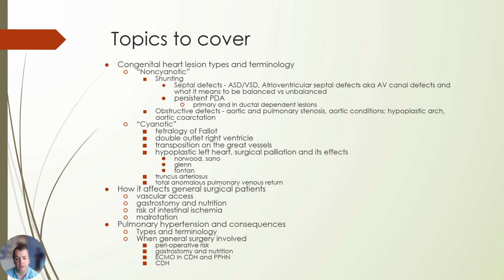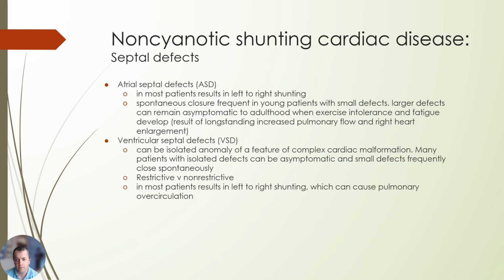We'll be talking about the different types of congenital heart lesions, those that are called non-cyanotic and cyanotic, how that affects general surgery patients, and what you might be asked to do in these populations, and then again about pulmonary hypertension and the consequences of that, particularly as it relates to perioperative risk in general surgery patients. Without further ado, we're going to get right into it with the non-cyanotic shunting cardiac disease.